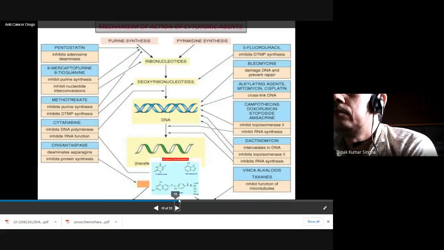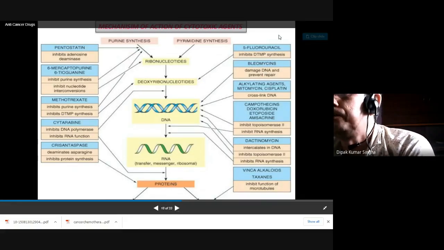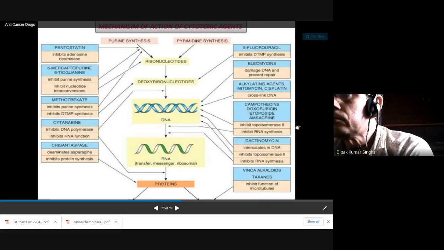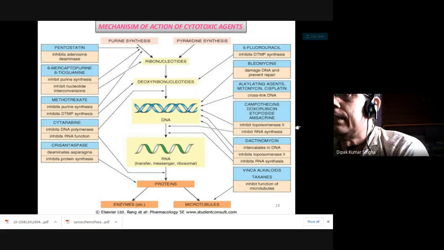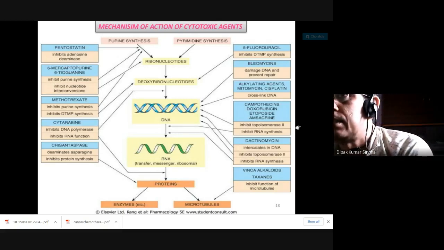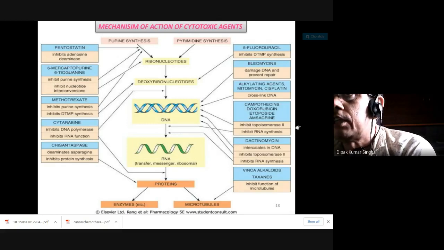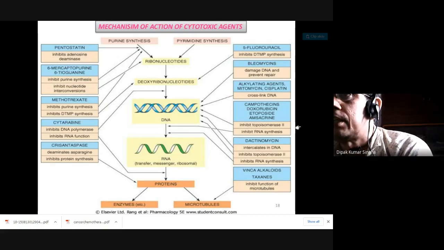Now this is the general mechanism of action of cytotoxic or anti-neoplastic agents. I think you can remember this chart, that will be helpful. What is the basic, crude mechanism of action of the drugs of a particular class?